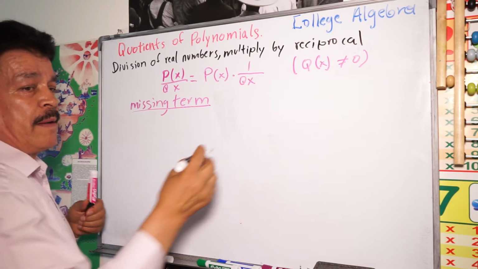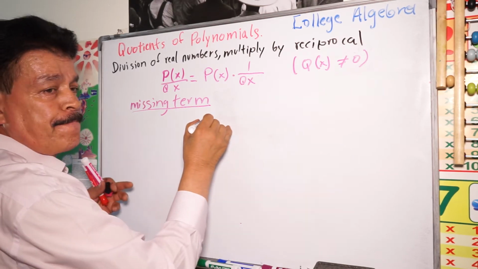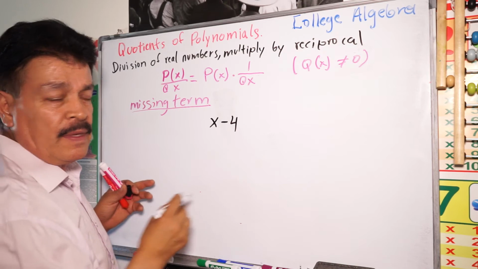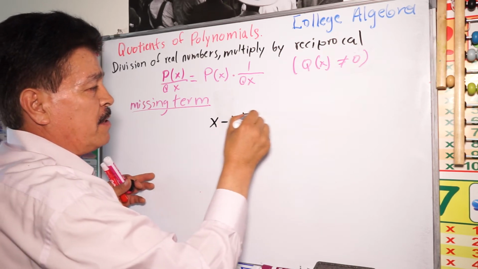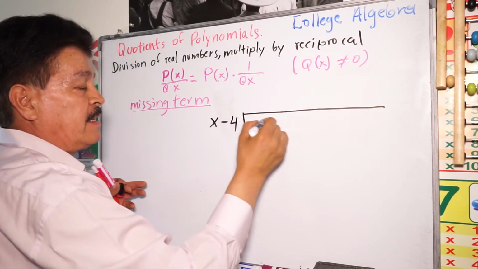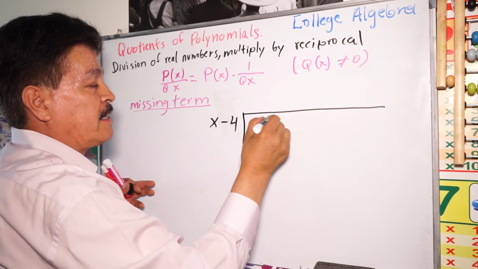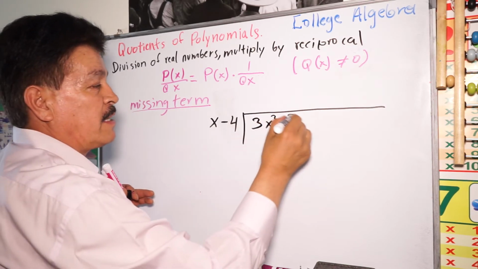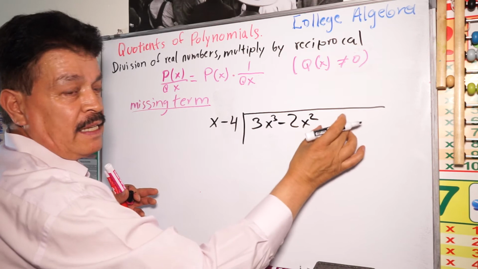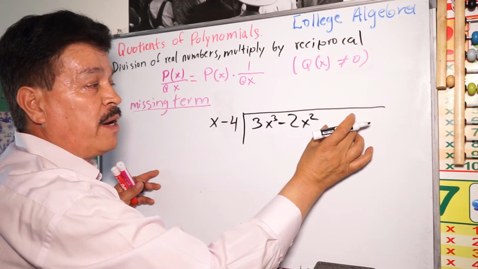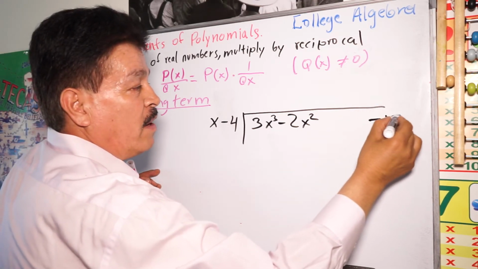Let me write the problem. x minus 4, this number, inside we have 3x to the third power plus 2x to the second power, and missing the x to the first power, and then here we're going to have 150.